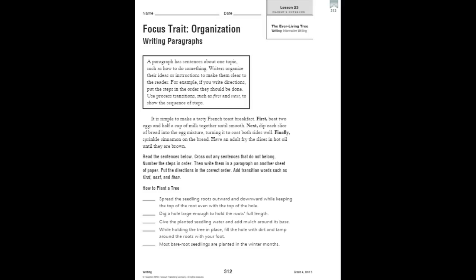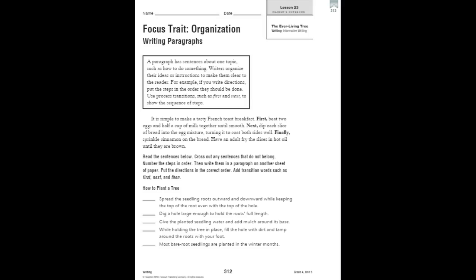organizing our writing into paragraphs. So a paragraph has sentences about one topic, such as how to do something. We organize ideas or instructions to make them clear to the reader. So for example, if you write directions, put the steps in the order they should be done. Use process transitions like first and next to show the sequence of steps.